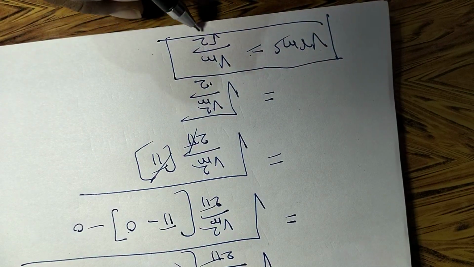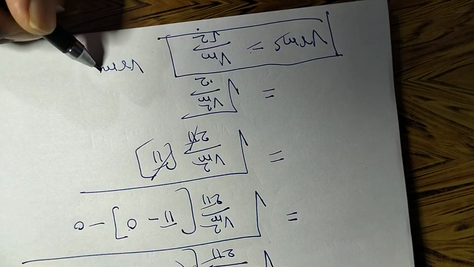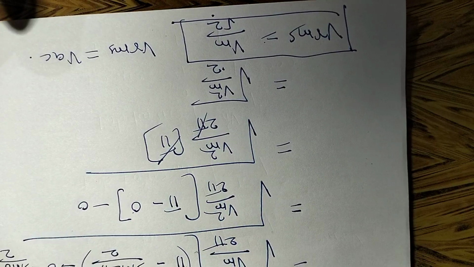Vrms is equal to Vm by root 2, that is the input AC voltage, so Vrms can also be written as VAC.